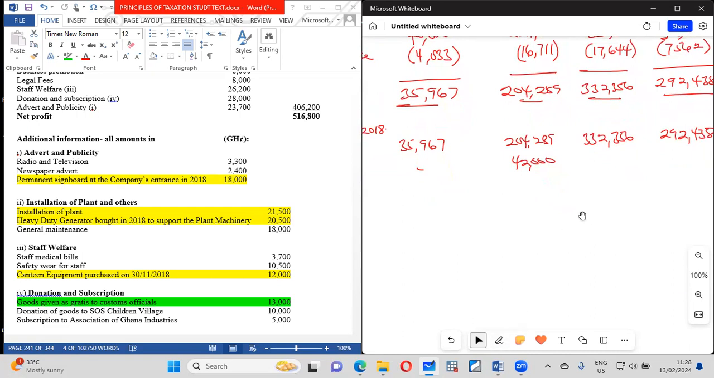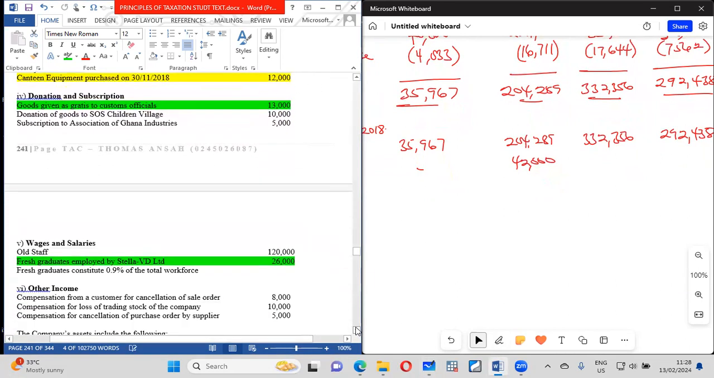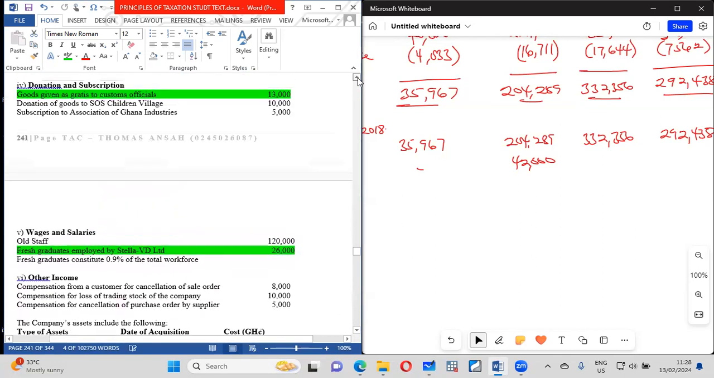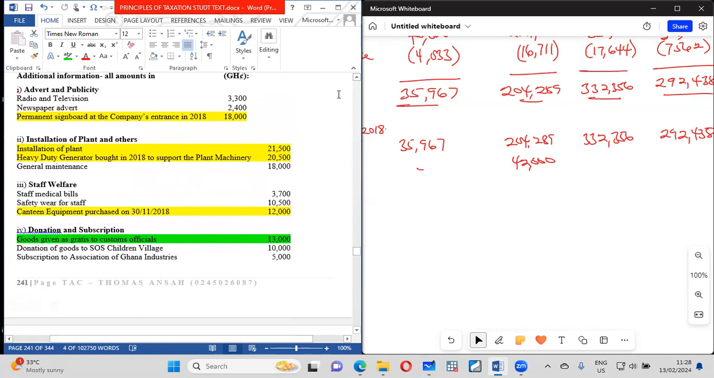What else? What about class 3? Was there anything in class 3 we should add? I saw some equipment, canteen. Where is it? This is a fresh graduate, I think I highlighted it. Equipment for canteen, 12,000. So that one should also be there, 12,000, as a class 3 addition. There is no addition here.